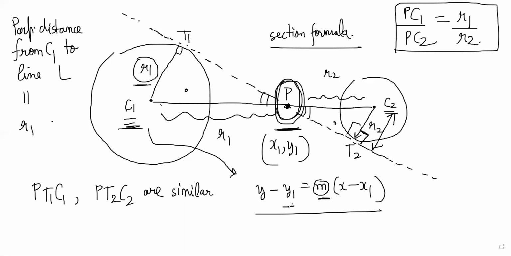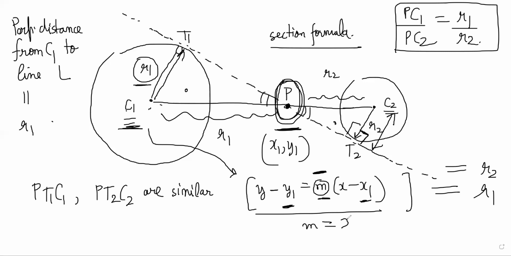Once I know a point on the tangent, I know y1, I know x1, and then I only have to find m. And in order to find m, I can use the condition that the point to line distance from center 1 to the line should be equal to r1. Or you could have done it with r2 also, with center 2. And that will give you an equation to find m. So that will be my tangent equation, and this is a transverse common tangent.